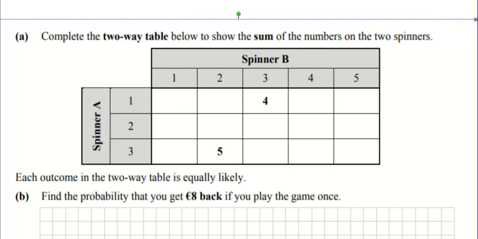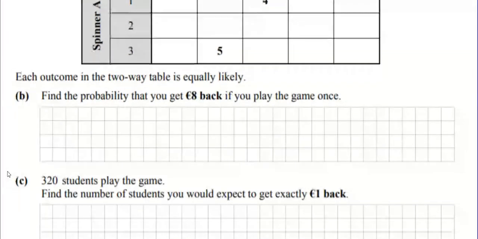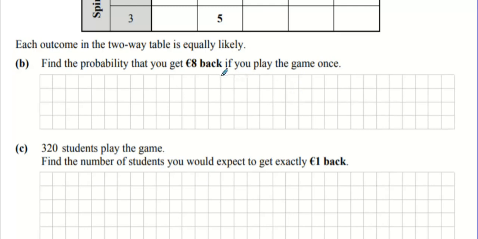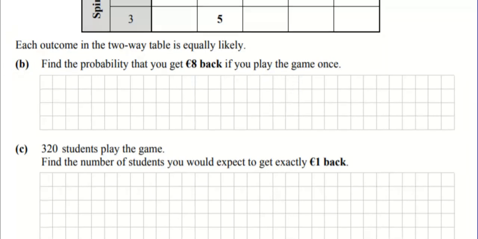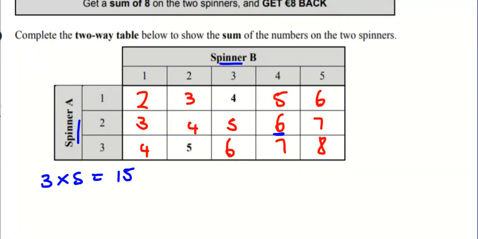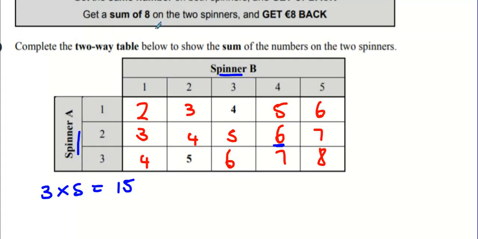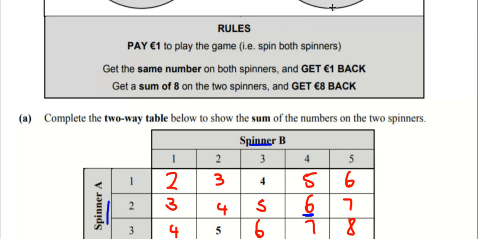Now what we do next, I already completed the 2, so we're looking for, find the probability that you get €8 back if you play the game. So remember, to get €8 back, it has to be the ones that add to give you a sum of 8. Okay, so just once again, get a sum of 8 on the 2 spinners and you get €8 back.